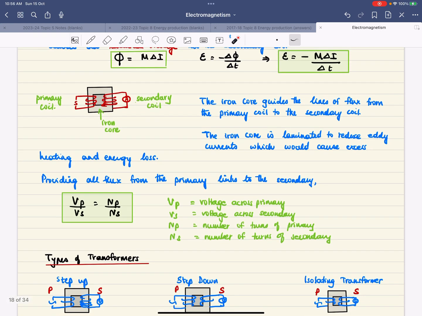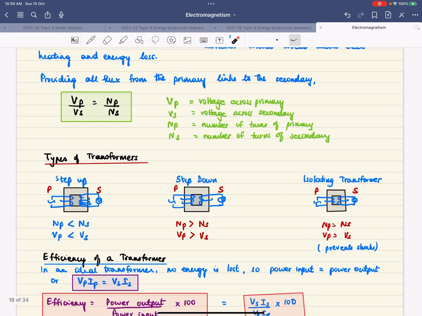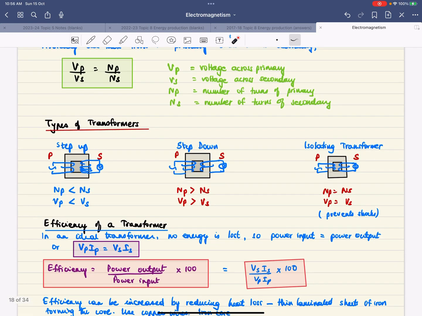Now, providing all the flux from the primary links to the secondary, we have this formula that connects the voltage across the primary, the voltage across the secondary, the number of turns of the primary, and the number of turns of the secondary. Now, there are three types of transformers. There is a step-up transformer where the number of turns of the primary is less than the number of turns of the secondary, and hence the voltage across the primary is less than the voltage across the secondary.